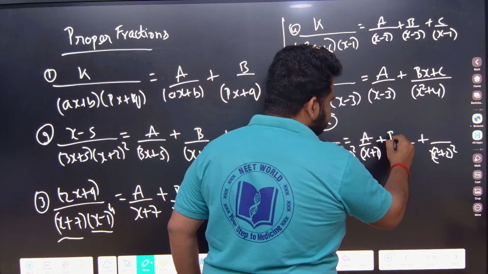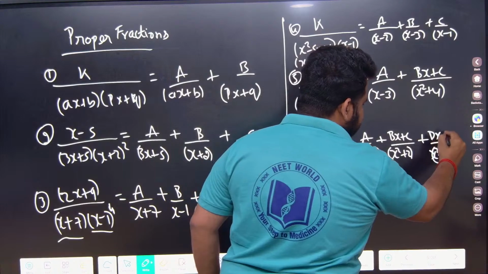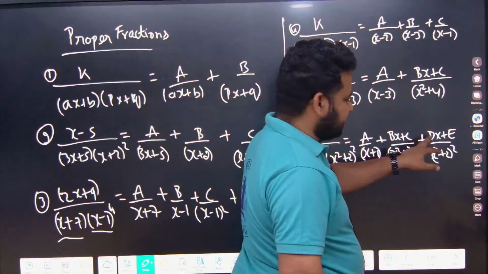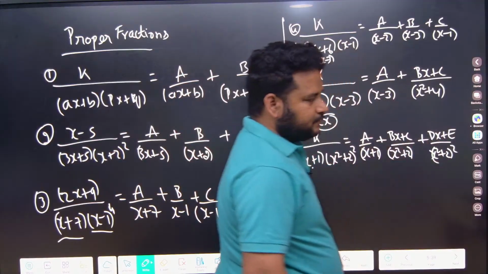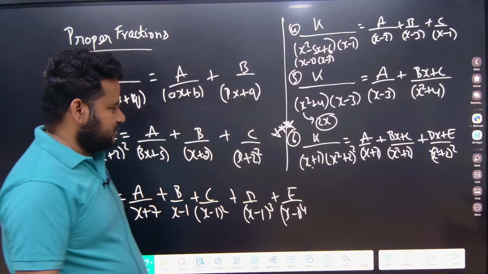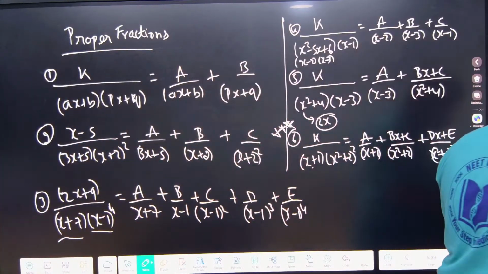So I should write it as bx plus c. This one will become dx plus e. This is very important because it is still a non-factorizable form. Clear till here? If yes, I will proceed further. This is just IPE knowledge that I am reiterating again.